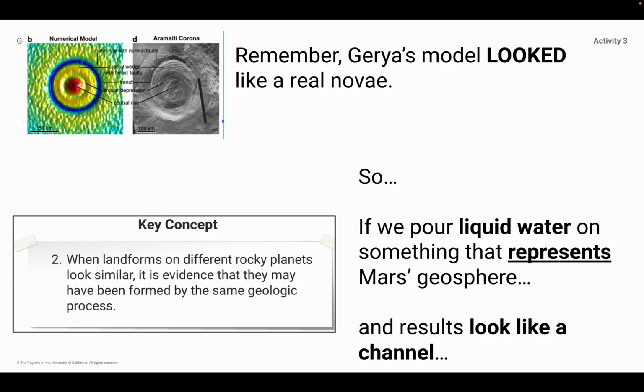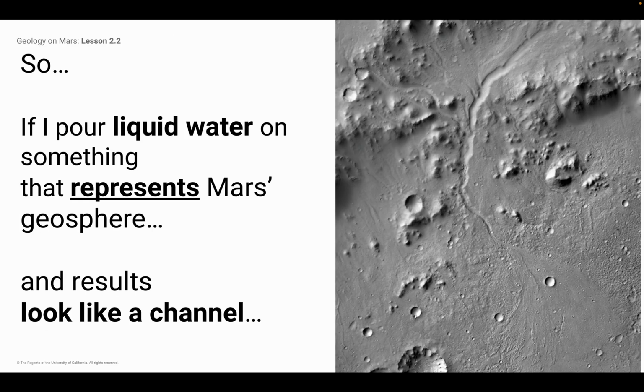Okay, so if you remember, Garia's model looked like a real novae, right? So key concept 2 says when landforms on different rocky planets look similar, it's evidence that they may have been formed by the same geologic process. So, if we pour liquid water on something that represents Mars's geosphere, and the results look like a channel, then we could say that we could use our model as evidence to support claim number 1.